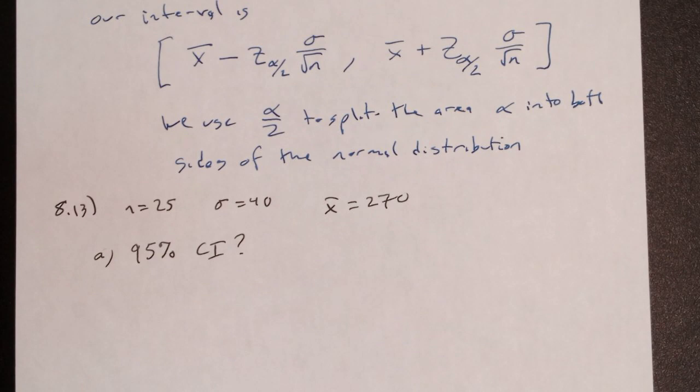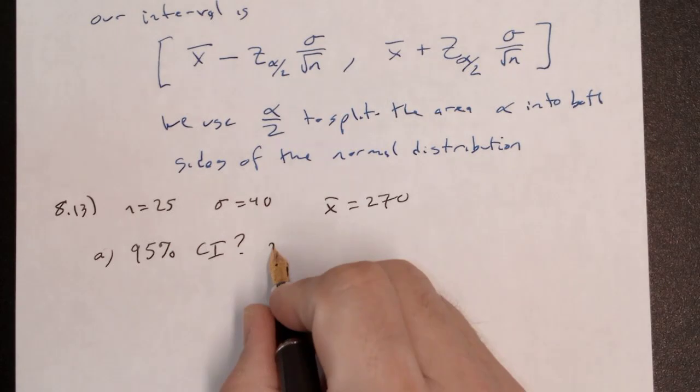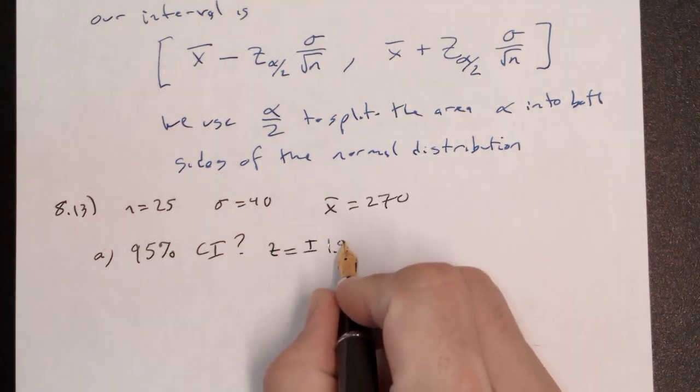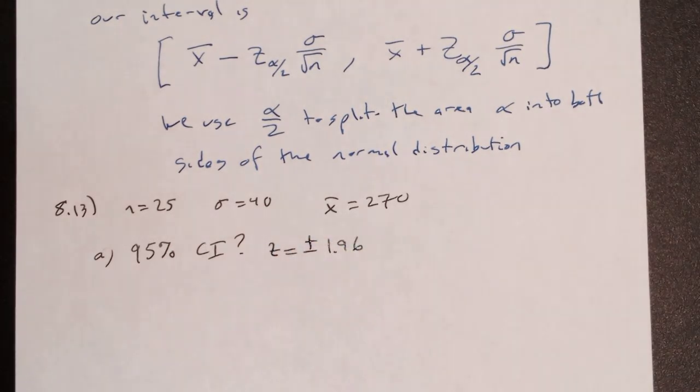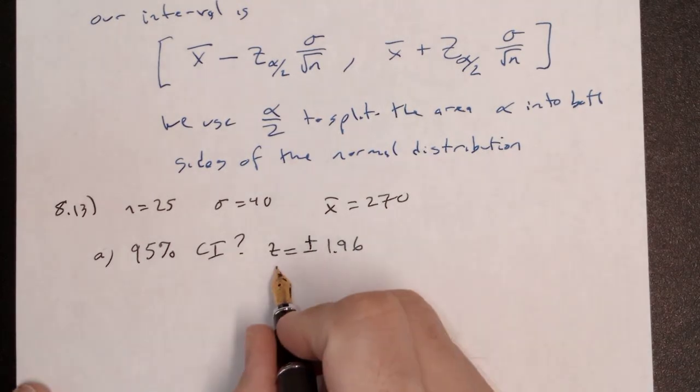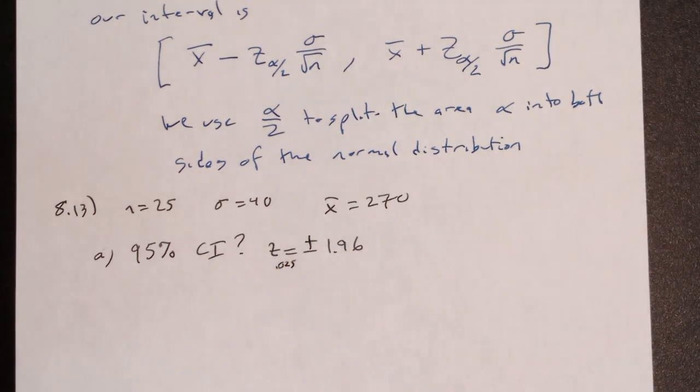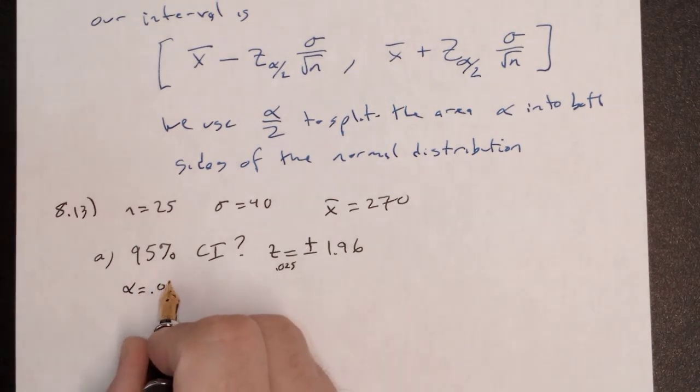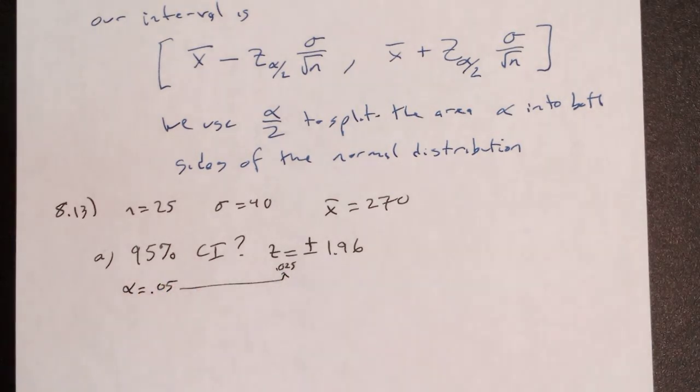Yes, Phyllis. Okay, at 95%, what's the z-score I need? Exactly. Now that's z of 0.025. Remember, it's z alpha over 2. Half of 0.5, 95% interval. Alpha is 0.05, so that's alpha over 2.